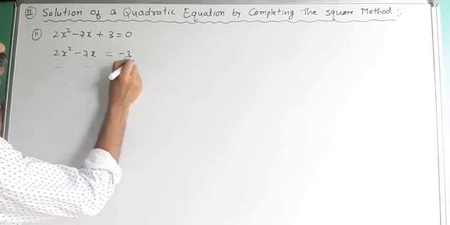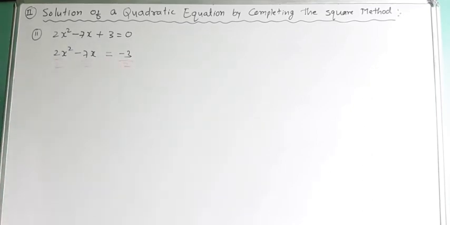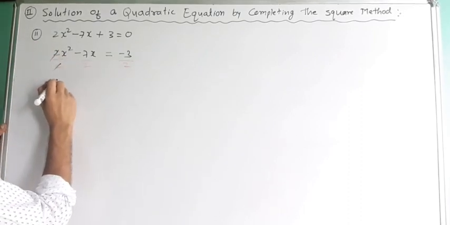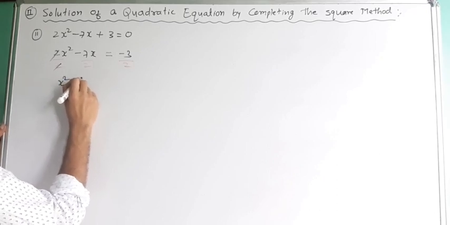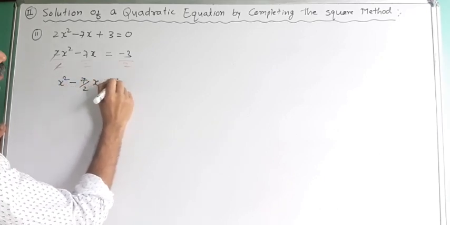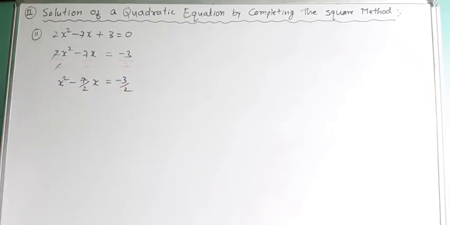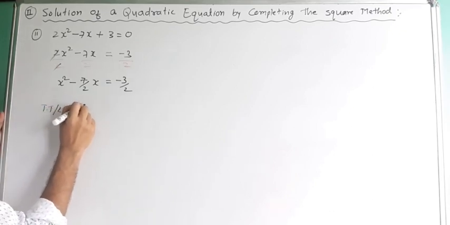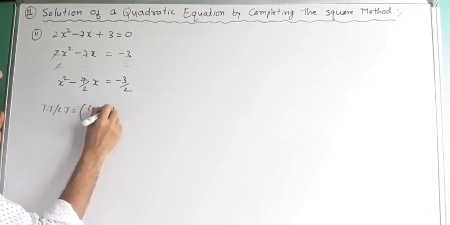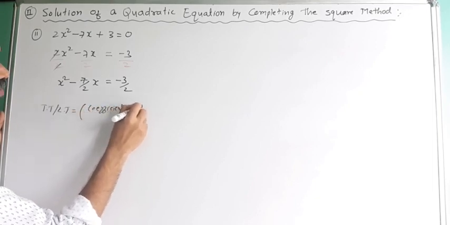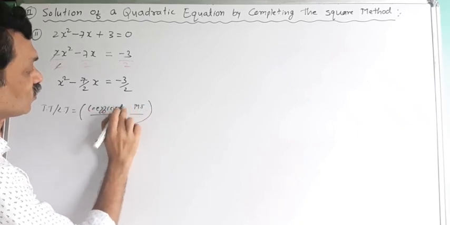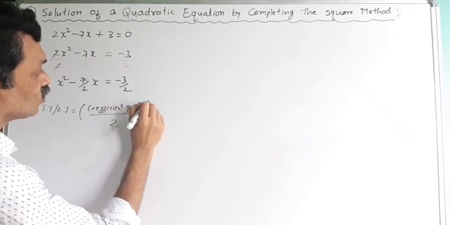So what do we get? These 2s cancel with this 2. So we get x² - (7/2)x = -3/2. Okay, so now our formula is: the last term, or third term, is equal to (coefficient of middle term / 2) whole square, (coefficient of middle term upon 2) the whole square.